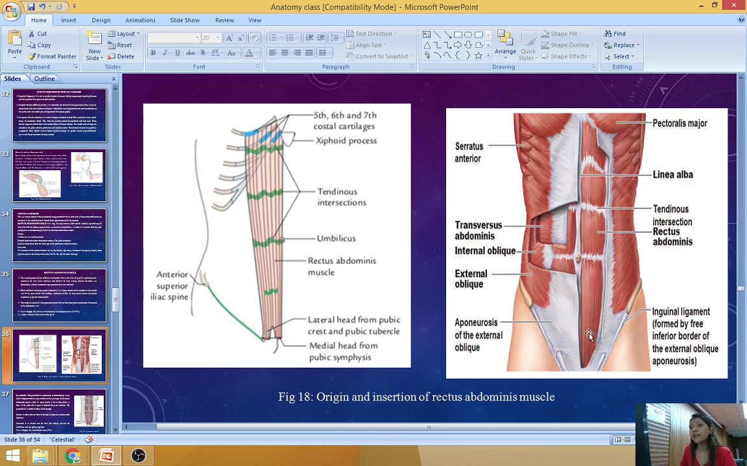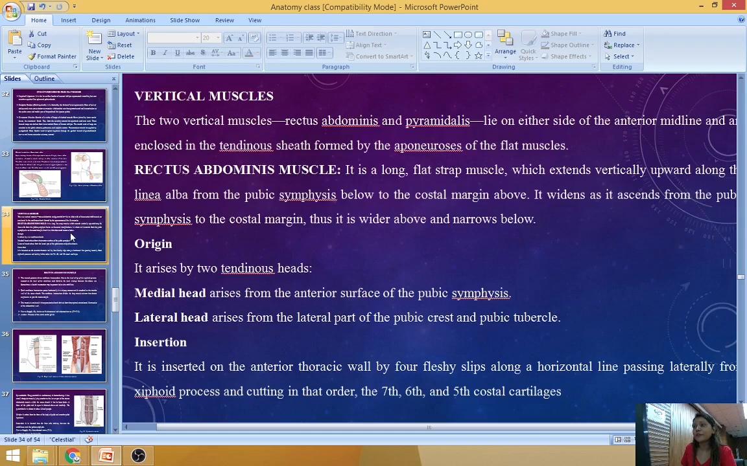So you have to know the rectus muscle, the boys should know the rectus muscle if you want to make abs. Very important. So rectus abdominis is a vertical muscle. It is a vertical flat muscle.